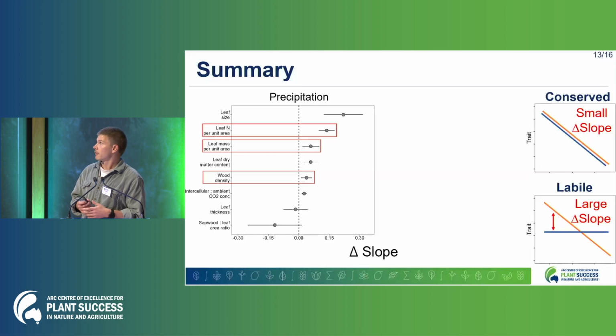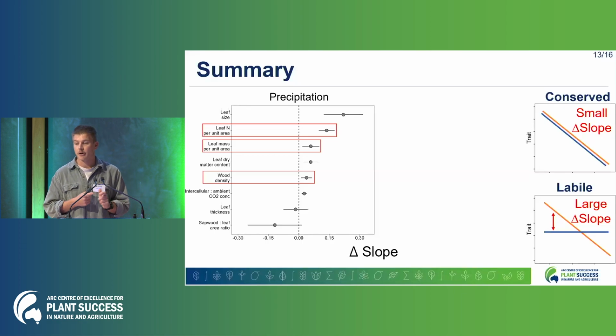So you can see, of the 3 traits that I discussed today in response to temperature, leaf nitrogen per unit area seems the most labile, followed by leaf mass per area, and then finally wood density being the most conserved.